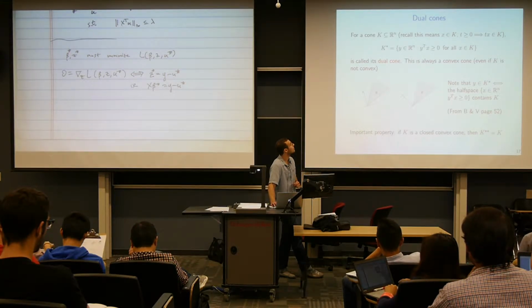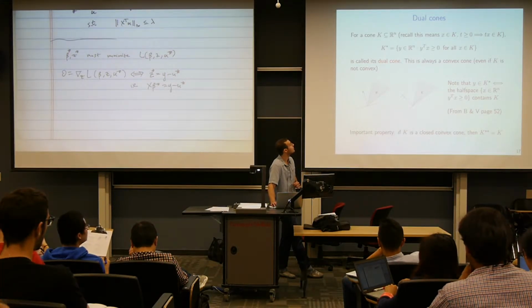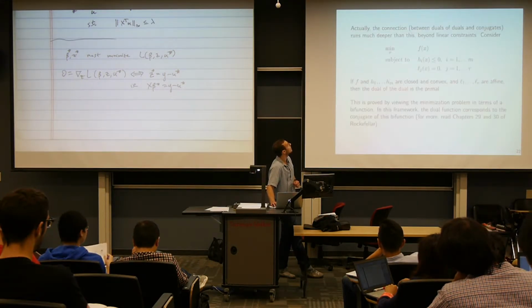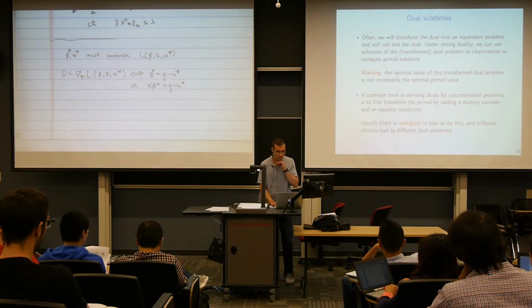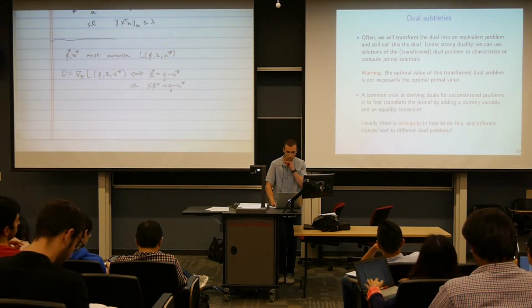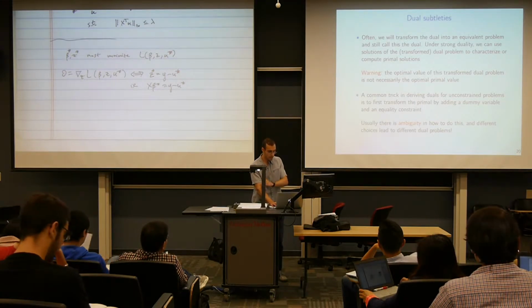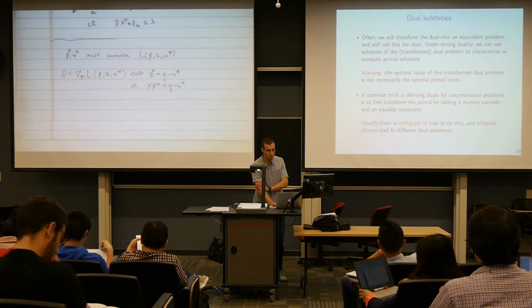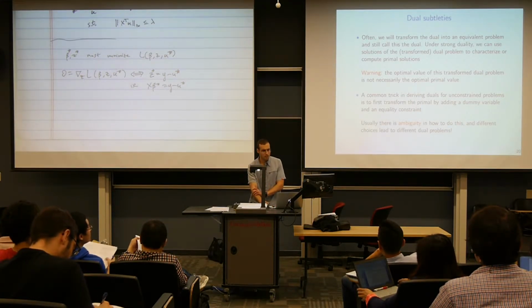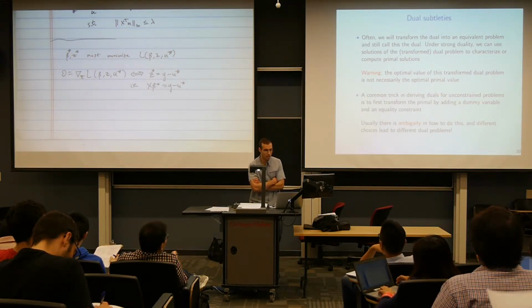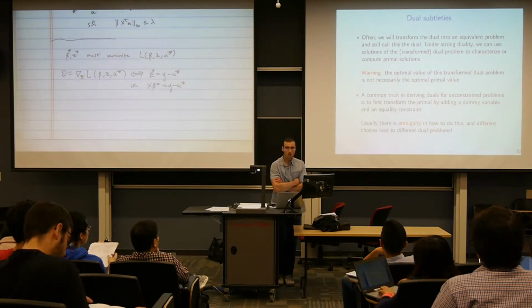Dual cones. I'd rather get to the dual subtleties, so let's skip over the dual cones. I may come back to that at the start of the next lecture, or when we talk about the second order method unit, because we'll deal with cones. But I'd rather get to this because this is probably the most important philosophical point.